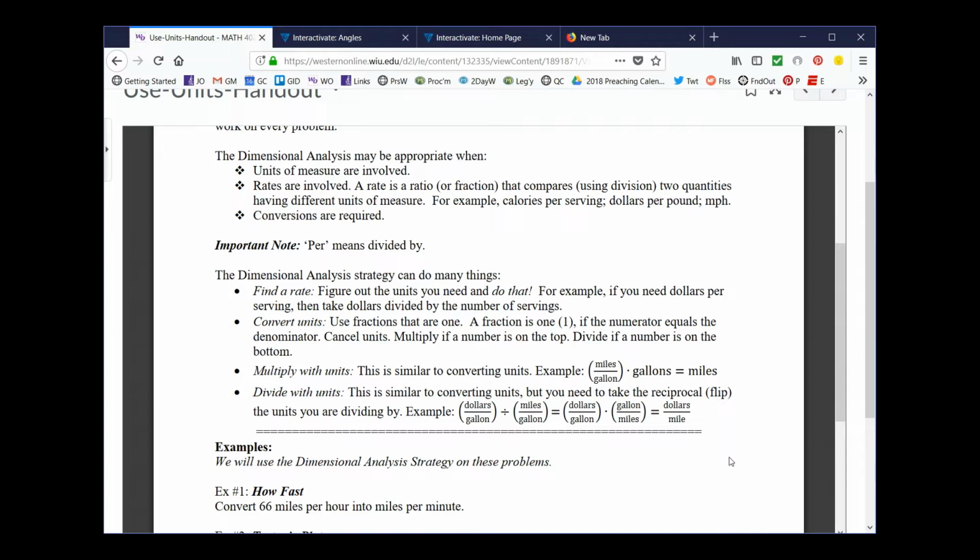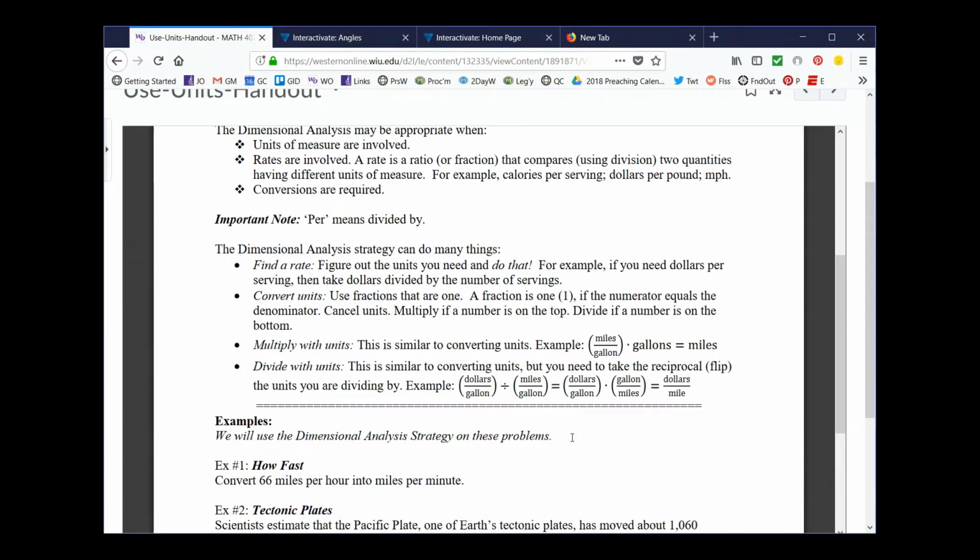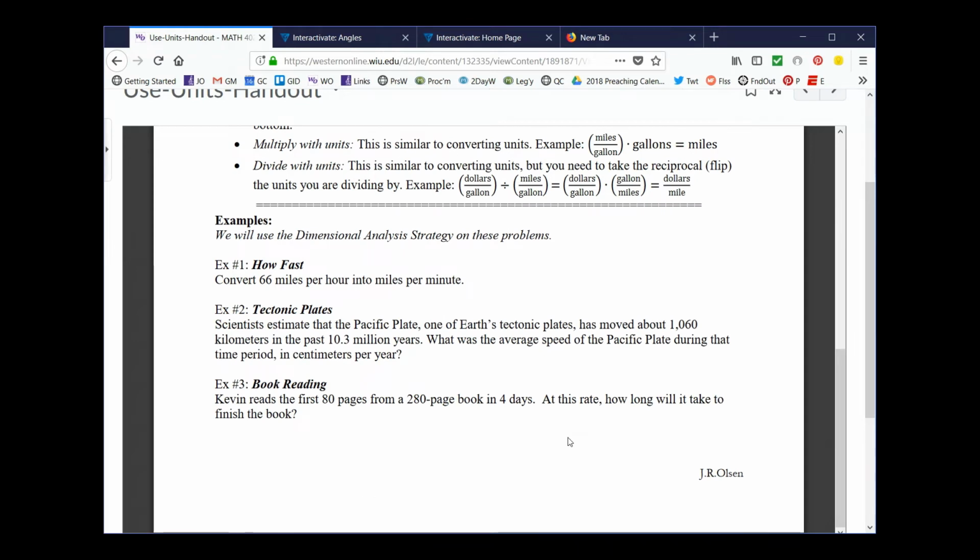For example, if we have dollars per gallon divided by miles per gallon, we're going to flip the second fraction just like when we're dividing fractions. So we get dollars per gallon times gallons per mile. The gallons cancel out and we get dollars per mile, which is an interesting thing to know. It tells you how much it costs to go a mile. I'm going to be doing these three examples. I'm going to be switching over and trying to use the Explain Everything app on the iPad.